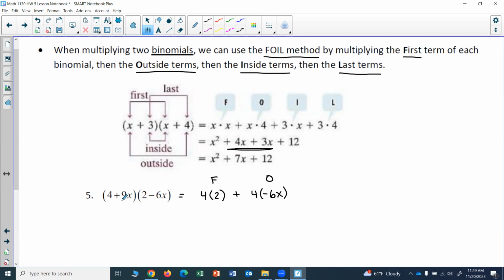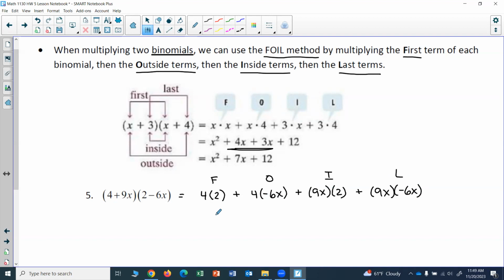My inside terms are this plus 9x and the 2. So plus 9x times 2. There's the inside terms. And then the last terms are 9x and negative 6x. Those are the last terms.